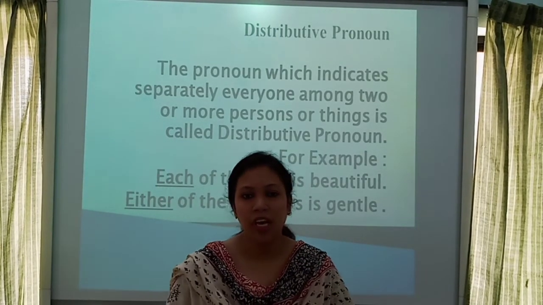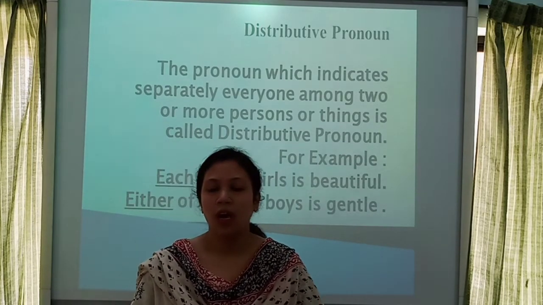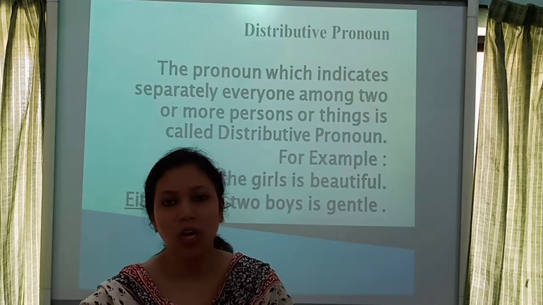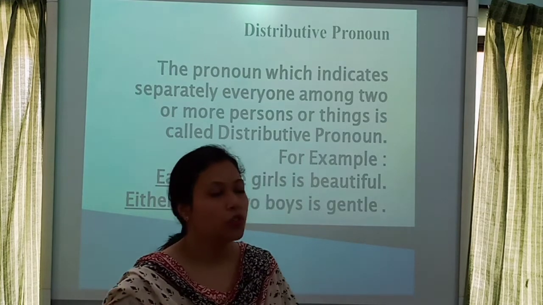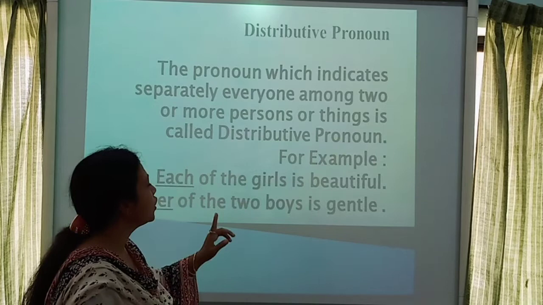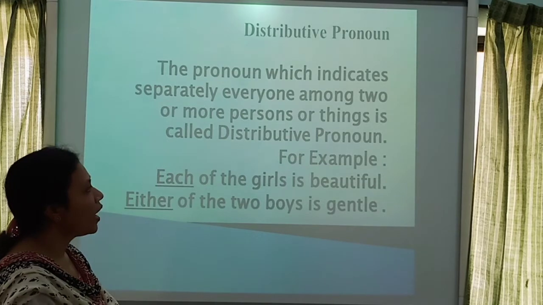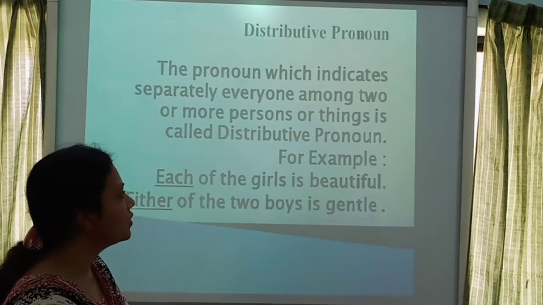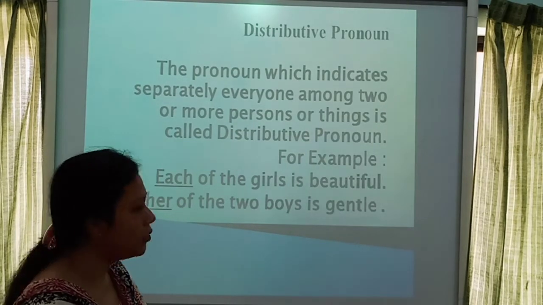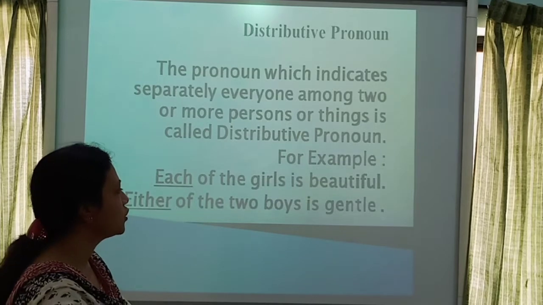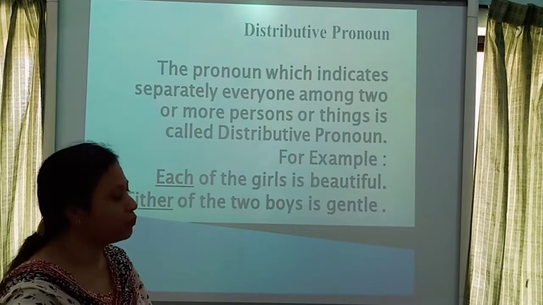Student, I repeat it again. If any sentence starts with each, every, either and neither, you identify it's a distributive pronoun. Distributive pronoun, the pronoun which indicates separately everyone among two or more persons or things is called distributive pronoun. For example, each of the girls is beautiful. Either of the two boys is gentle.